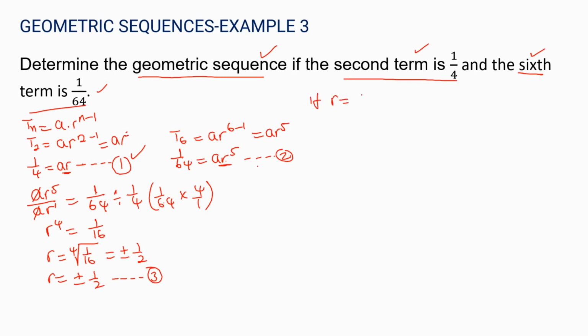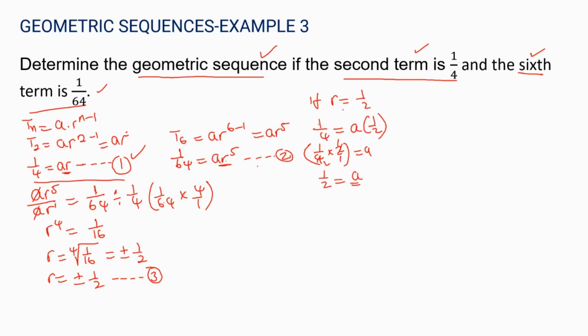If R is equal to 1 over 2, what do we do? We're using equation 1. So it's going to be 1 over 4 is equal to A times 1 over 2. Then we divide both sides by 1 over 2. 1 over 4 divided by 1 over 2 is just the same as 1 over 4 times 2 over 1. So 1 over 4 times 2 over 1 will give us 1 over 2. So A is equal to 1 over 2.